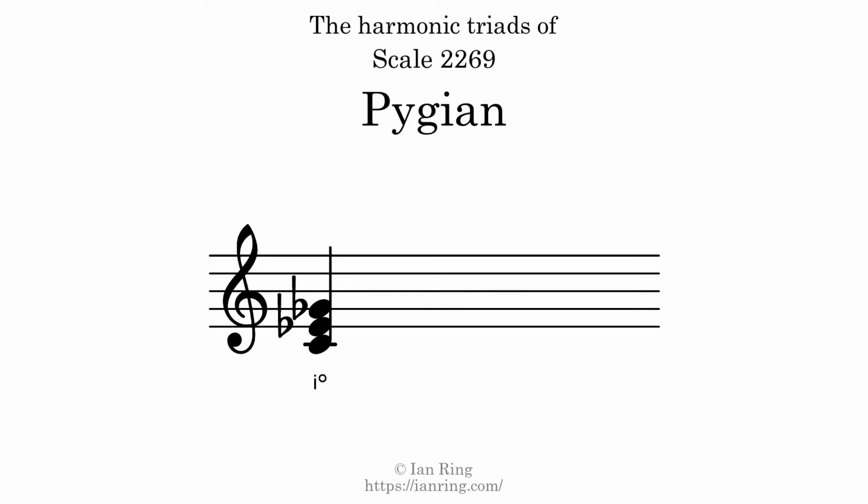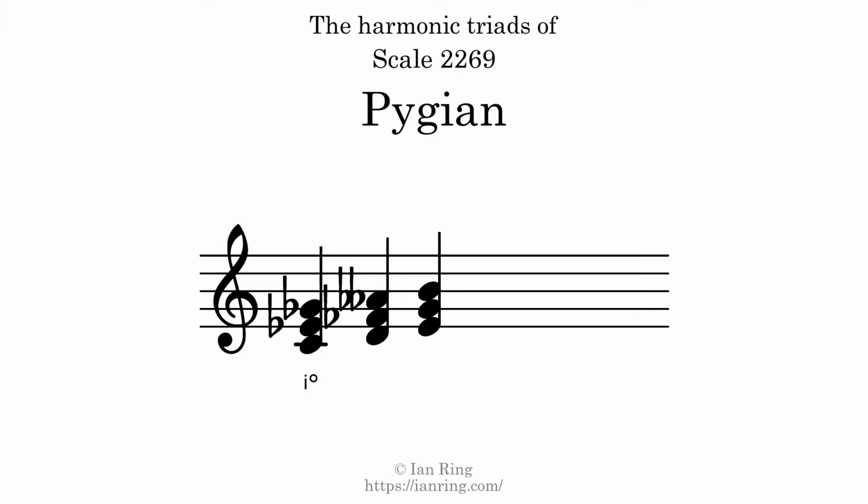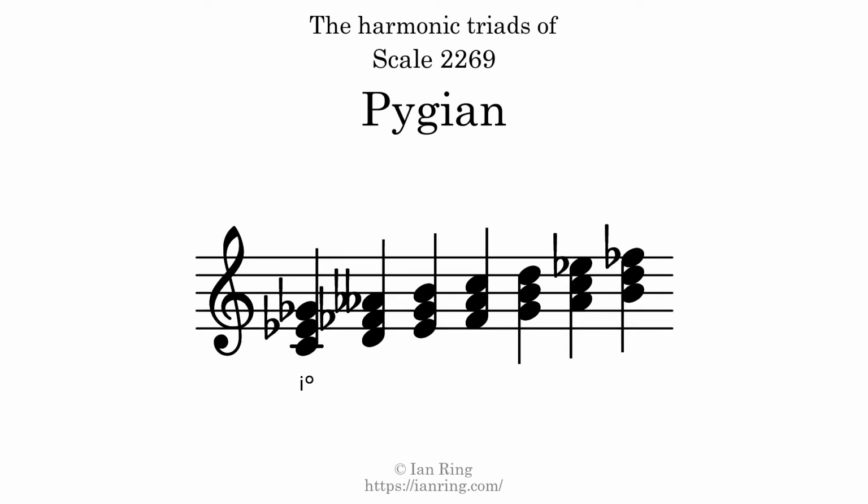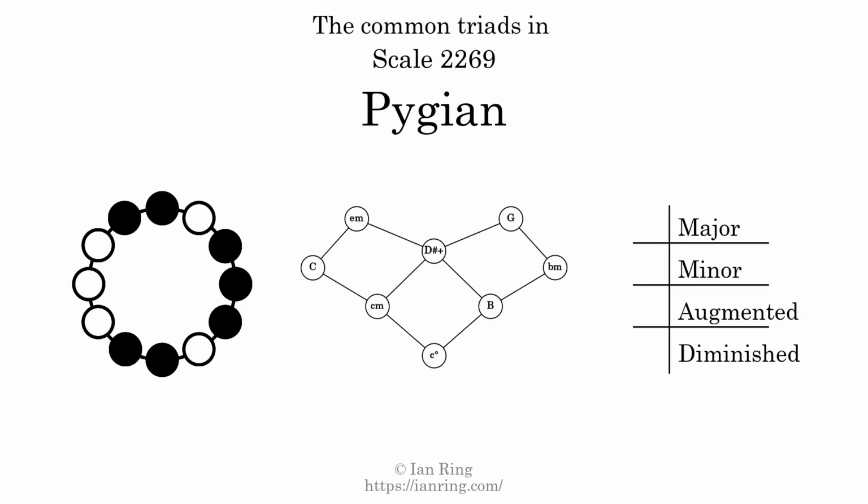Diminished, unnamed, unnamed, unnamed, unnamed, unnamed, unnamed. Here are the common triads present in this scale. The diagram in the center is a graph of parsimonious voice leading between triads.